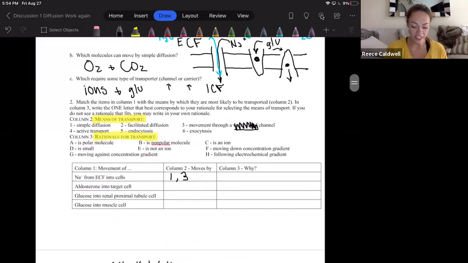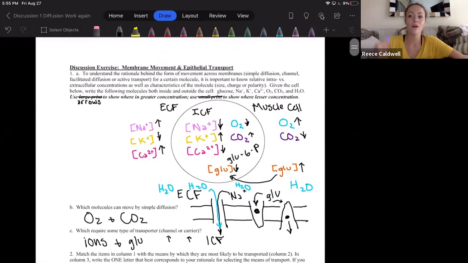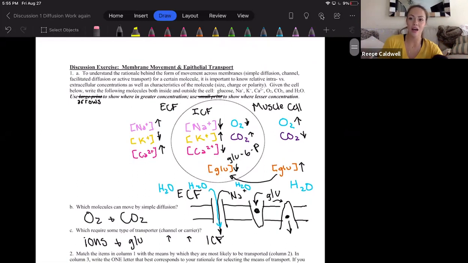So column number 3 is asking about why, and we discussed that earlier as well. It is an ion. It is moving down its concentration gradient. And one thing we didn't discuss is that it is also following its electrochemical gradient. This is something that we're not going to get too deep into during this class, but I will quickly explain it to you. It makes sense once I draw it out.